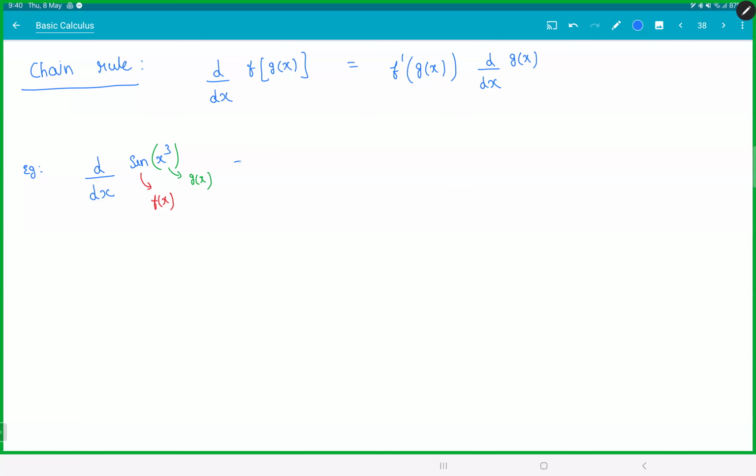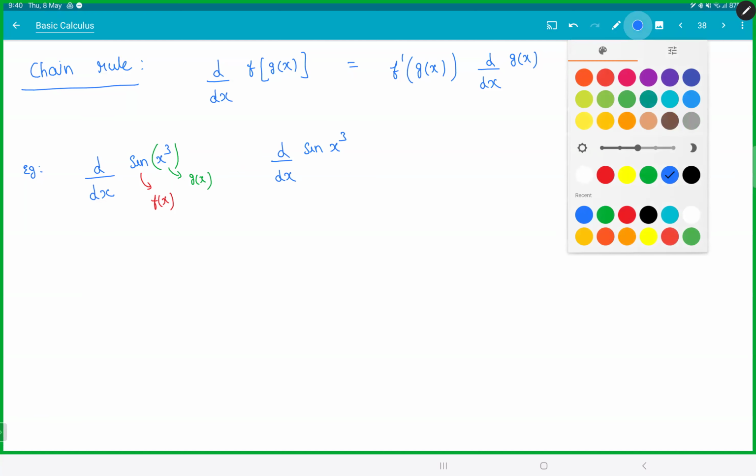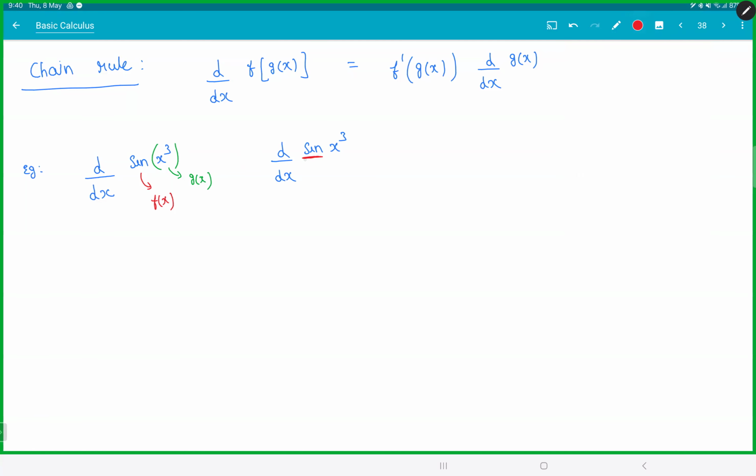So how do we do this? Listen carefully. When you differentiate d by dx of sine x cube, I don't care what is inside, forget about it. What is the first thing that you're seeing? Sine. What is the differential of sine? Cos. So this is sine of a function. The differential of sine is cos of the function, and then whatever is the function, differentiate that again. So this is cos of x cube, and then the differential of x cube, this is x power n, n is equal to 3. So this will be 3 into x square.